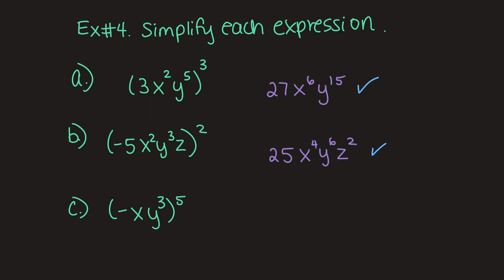And the same for the last expression. It might be helpful to write the coefficient of -1 in for our base. So raising every factor of our base, we get -1 x to the 5th, y to the 15th, which is the same as -x to the 5th, y to the 15th.